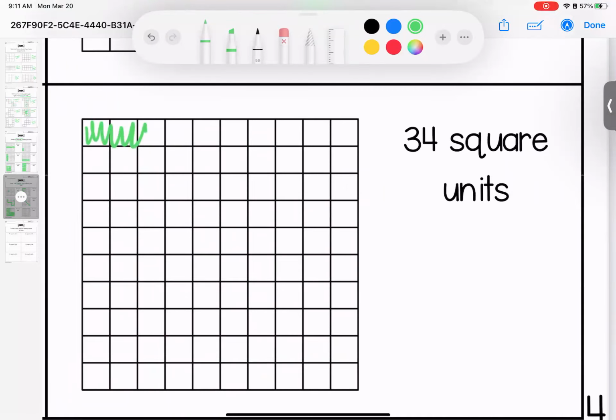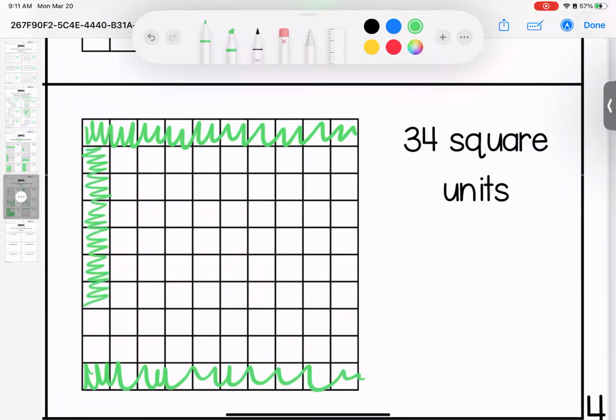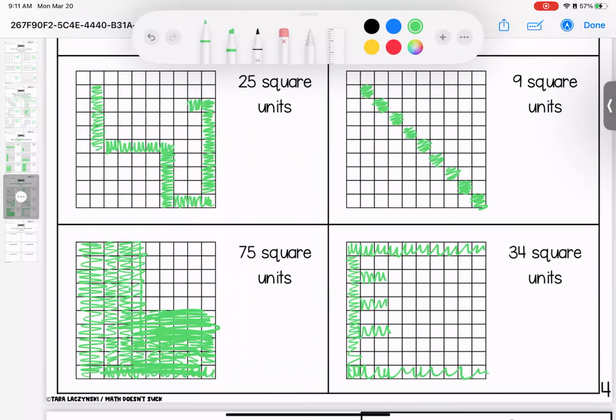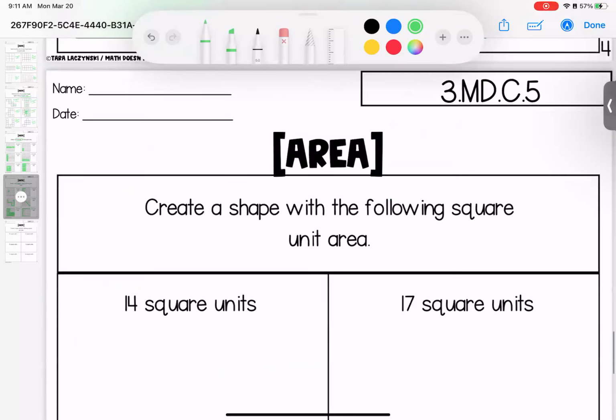Last one is 34. So I'm going to do 10 this way. And I'm going to do 10 this way. So that's 20. 21, 22, 23, 24, 25, 26, 27, 28. And I'm going to do some lines out. 29, 30, 31, 32, 33, 34. Again, yours is going to be irregular. It can look however you want as long as when you count your squares, you have the right amount. Any questions? Bring them to class.